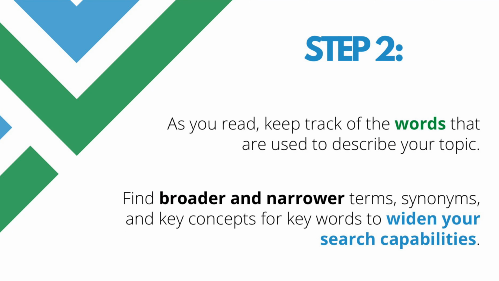As you read, keep track of the words that are used to describe your topic. Then you can look for them when reading encyclopedia articles and background and general information. Find broader and narrower terms, synonyms, and concepts for key words to widen your search capabilities. This will be helpful later when you begin searching more niche datasets in academic journals. From these words, begin to develop them into questions about the topic.